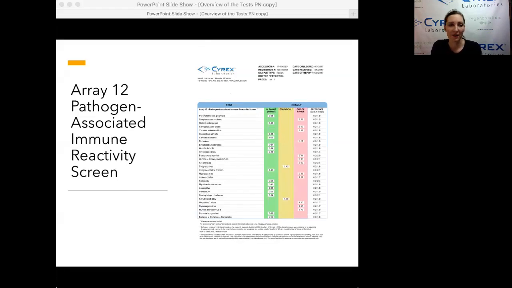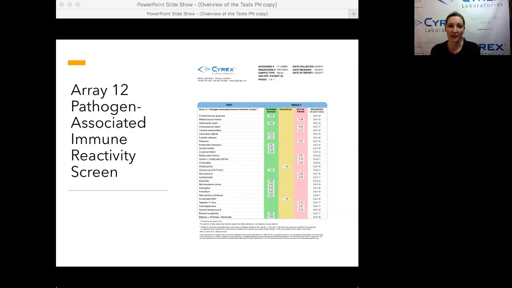So then after Array 11, we have Array 12, which is our pathogen screen. So of course, humans are designed to live with a vast multitude of infectious agents of all kinds in our bodies and in our environments. But in the context of autoimmunity, we know that this relationship can be fraught with problems, and infectious agents are well researched and really well understood triggers and perpetuators of autoimmune disease and also of inflammation in the body.